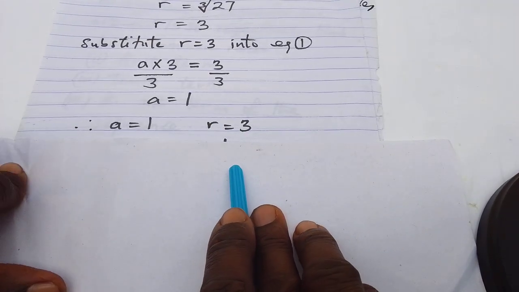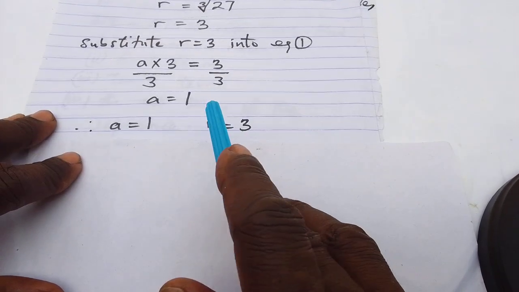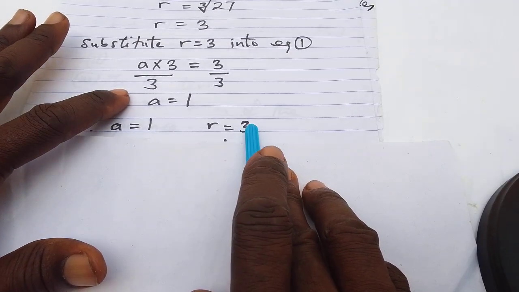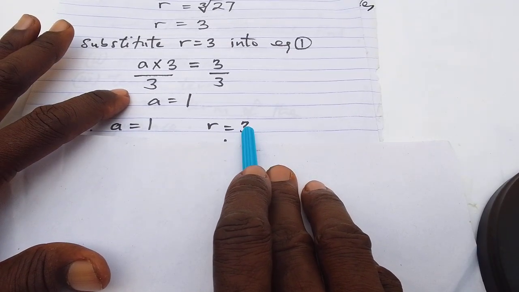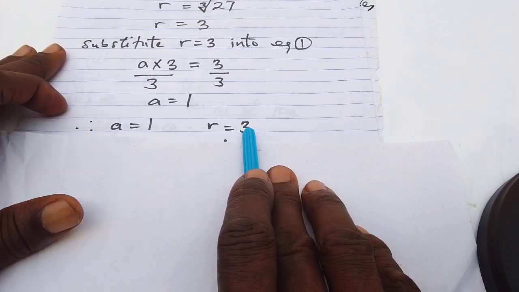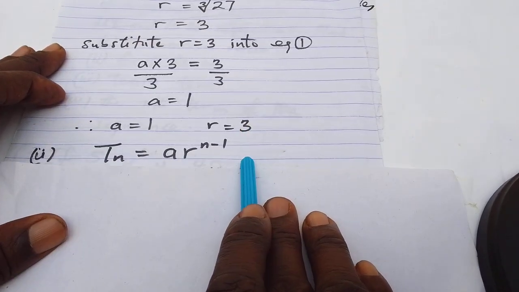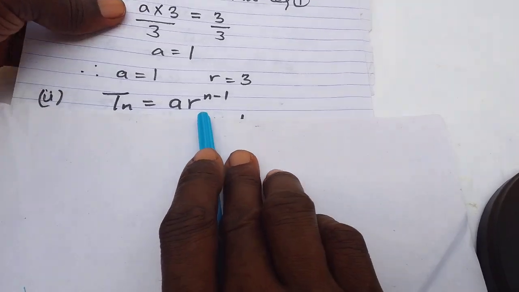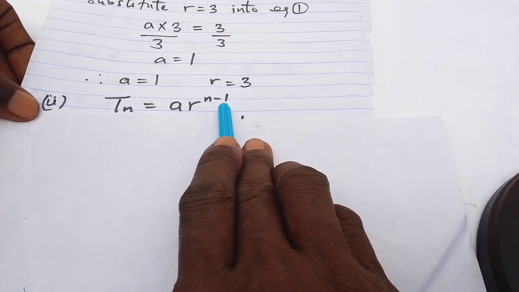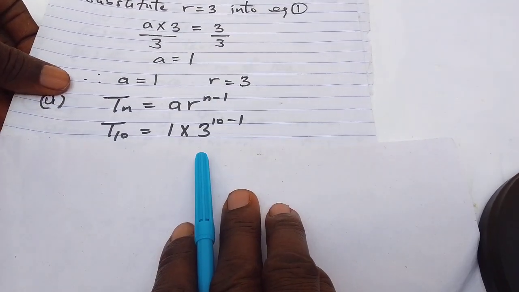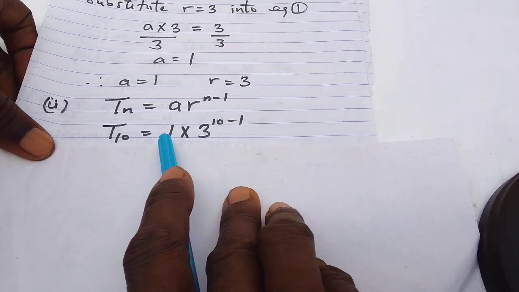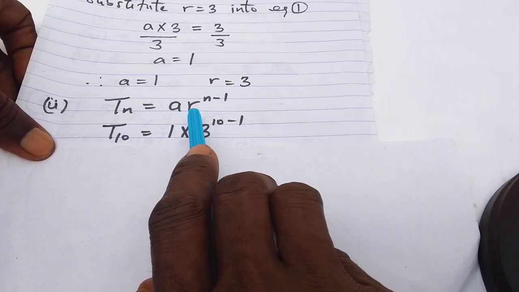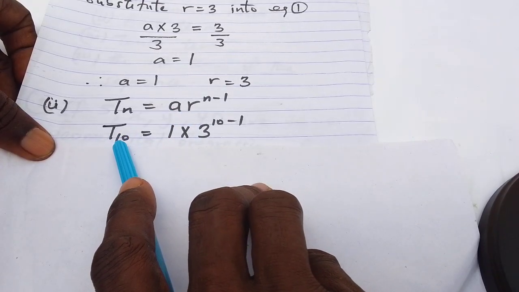Now you are told to look for the 10th term. The question says you look for the common ratio. We have done that, which is 3. The first term is 1. Then you are told to look for the 10th term. For the 10th term, you are still going to use the formula: the nth term is equal to AR raised to power n minus 1. Now our n is 10.